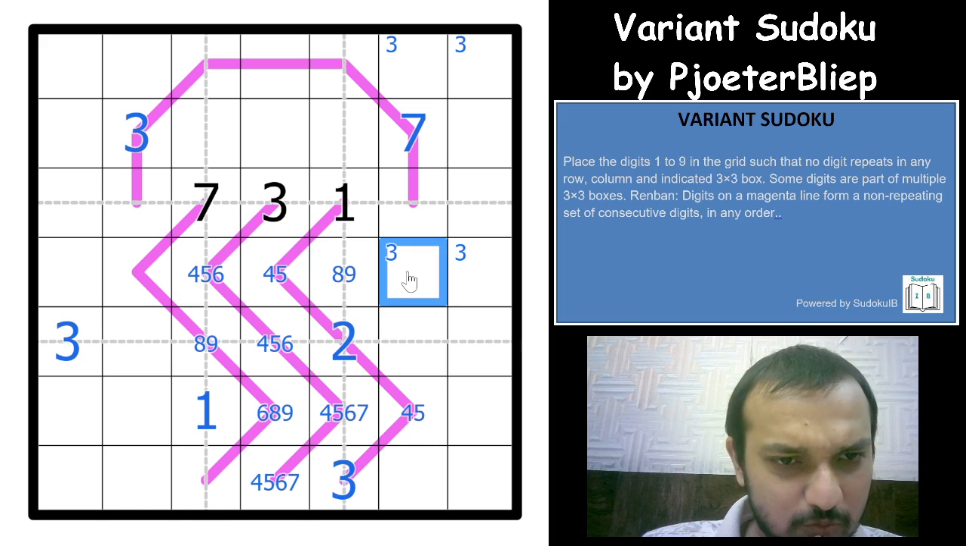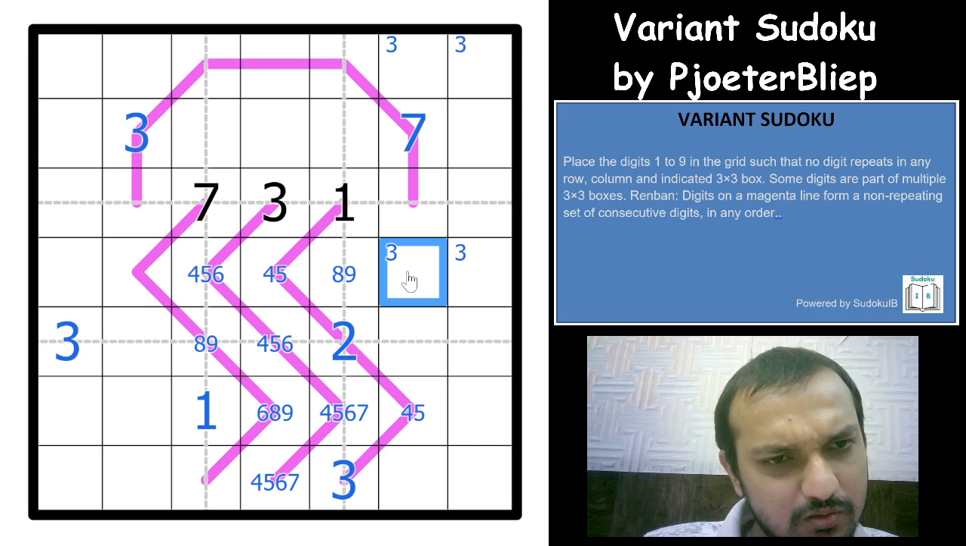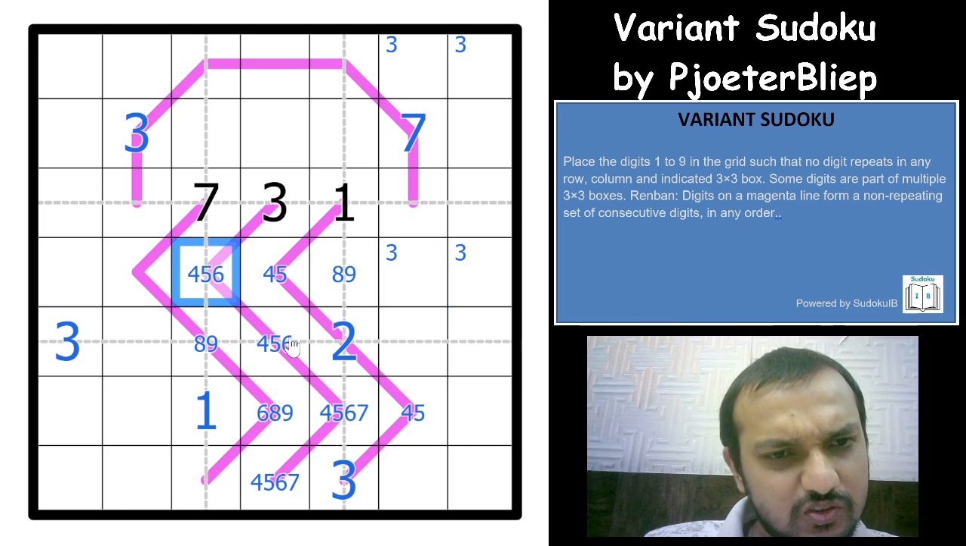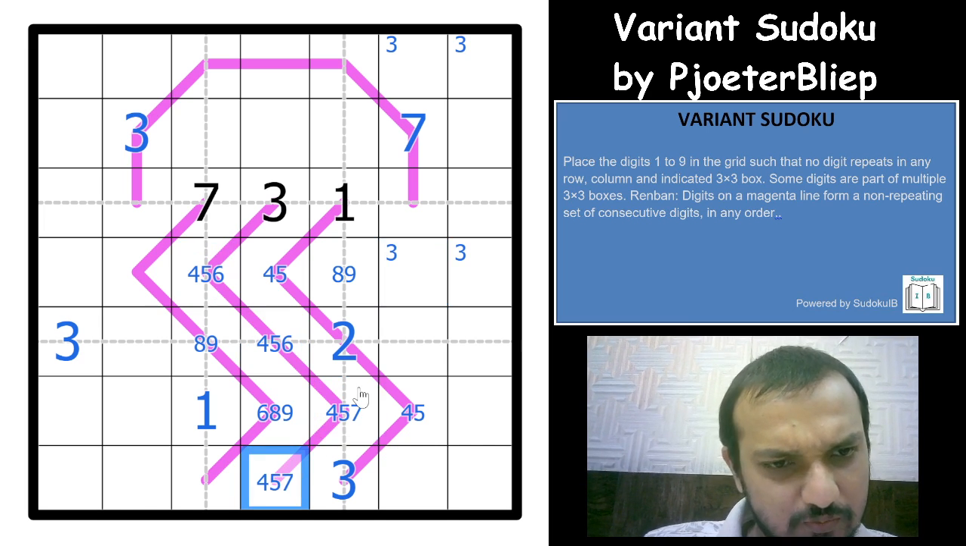Same with this cell, it cannot be a 4 or 5, but that doesn't give us anything here. Oh, 6 is in one of these two cells, so both of these cells are not 6.